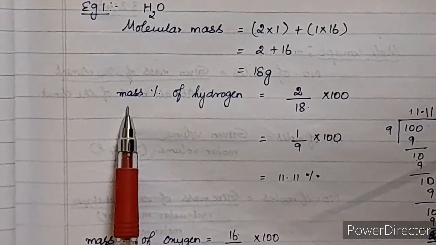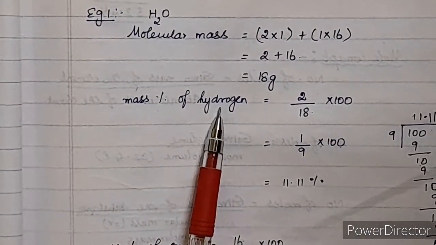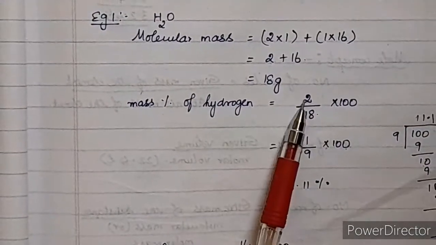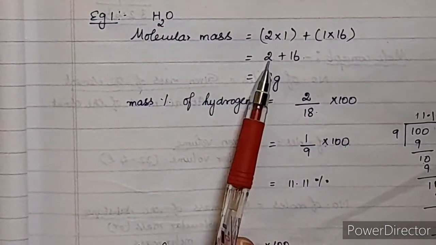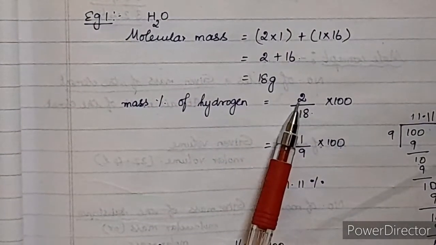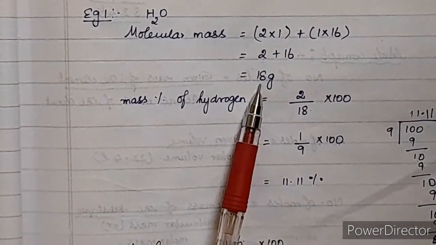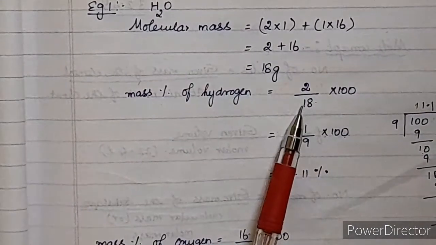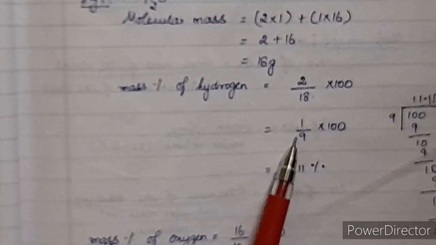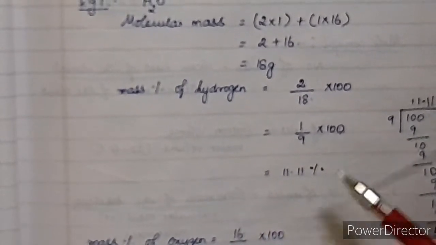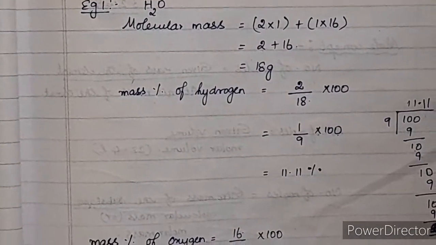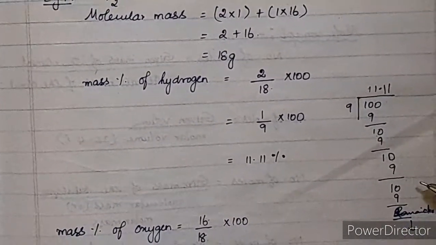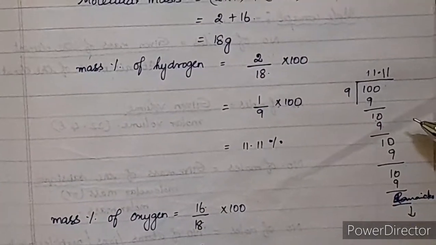Now I am going to calculate the mass percentage of hydrogen in water. So for that we will first write the mass of that particular element, that is mass of hydrogen in water is 2 divided by the molecular mass of the complete water is 18, into 100. So when I cancel these two in 2, it will become 1 by 9 into 100. So now I have to divide 100 by 9. I have done the division here. You can do the division in your rough note and you can compare it with my division.